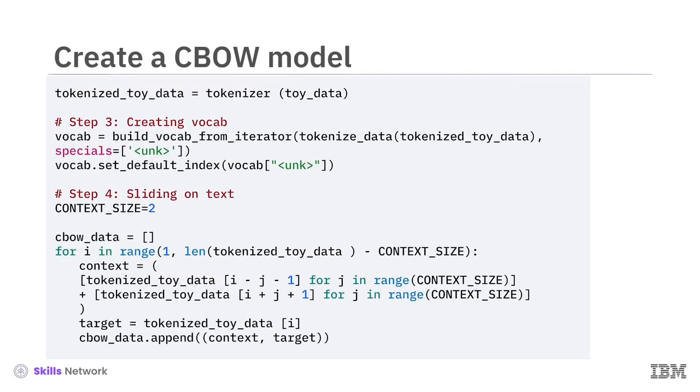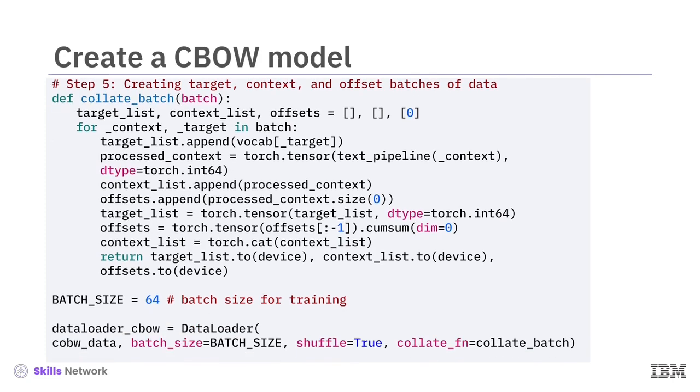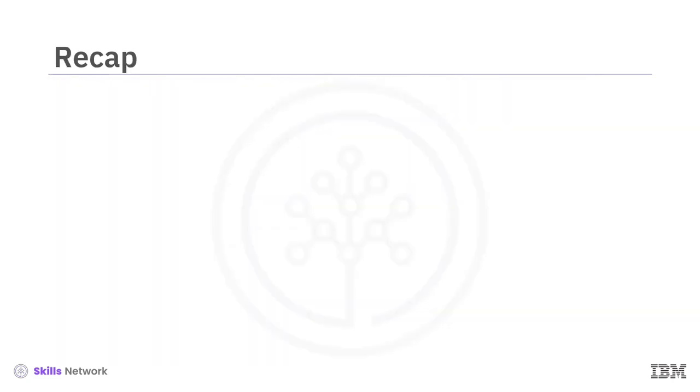Using step 3, you will create a vocabulary from tokenized data. In step 4, you will set the context size to 2. Then you will slide over the text to form context-target pairs. Next, using step 5, you will set up a text processing pipeline, a data loader, and a batch function for a network. It will have a bag of words of batch size 64 to prepare batches for training on next word prediction tasks. Let's now recap what you learned.